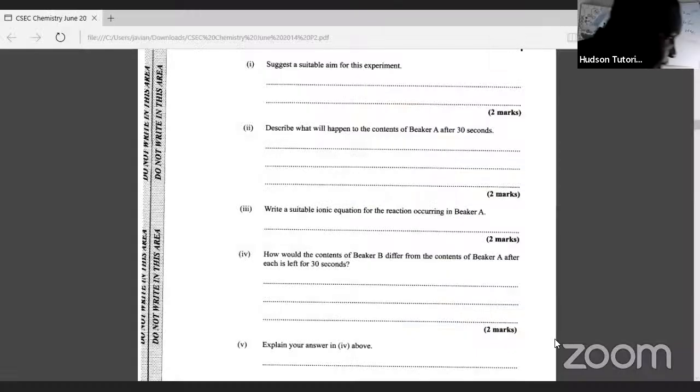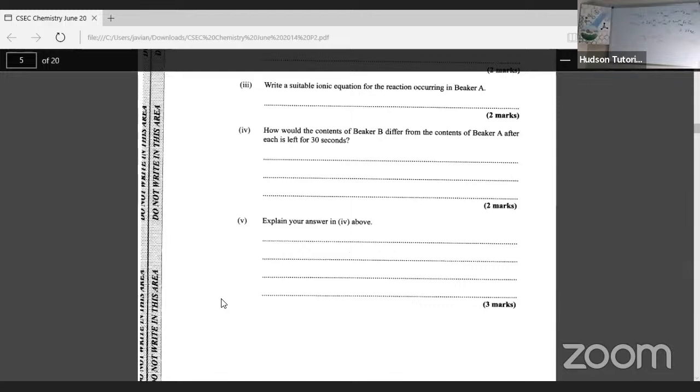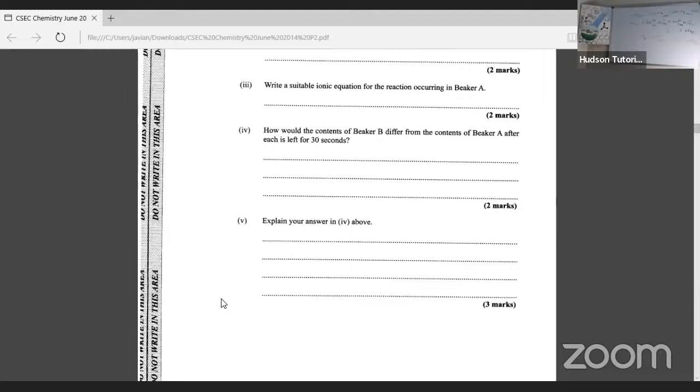All right, we're going to move on now to our next question. Next question on the paper. It says, how would the contents of beaker B differ from the contents of beaker A after each is left for 30 seconds? Let's analyze that one. This is a case where it's working on our reasoning ability. How would the contents be different? What do you think about it? Let's think carefully.